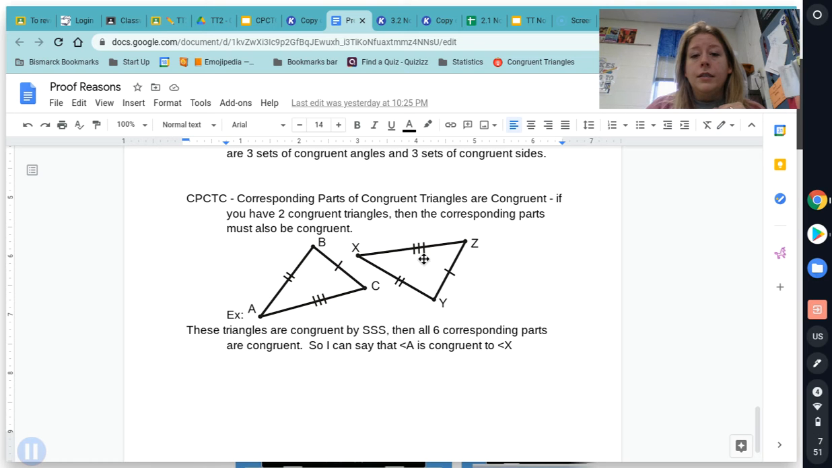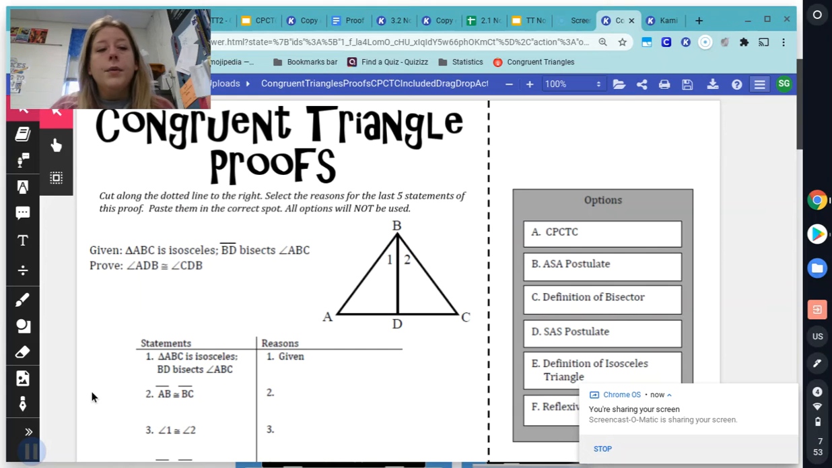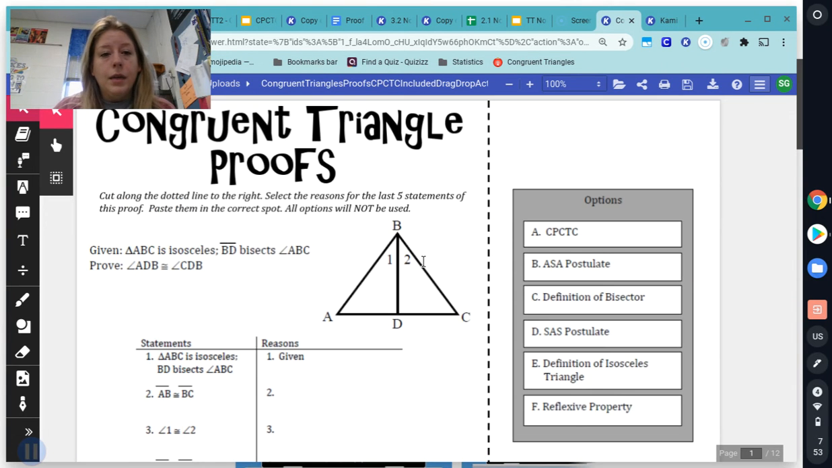All right, you can get this image online. I just Googled side, side, side triangles. Get this whole text copied into your proof reasons. And then we're going to open today's activity. Okay, we're doing kind of like a cut and paste thing, but I did not have time to pre-cut them, and it's in Kami. You can handle this.